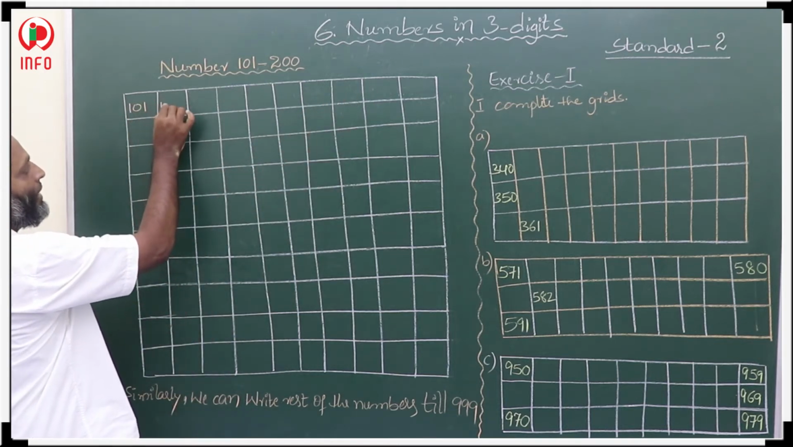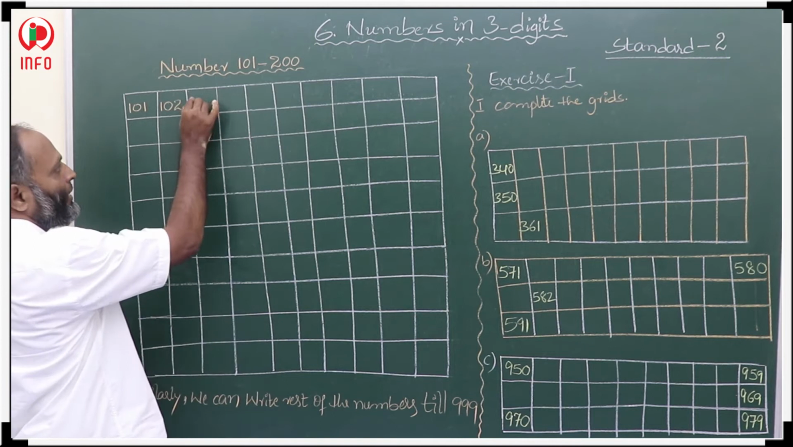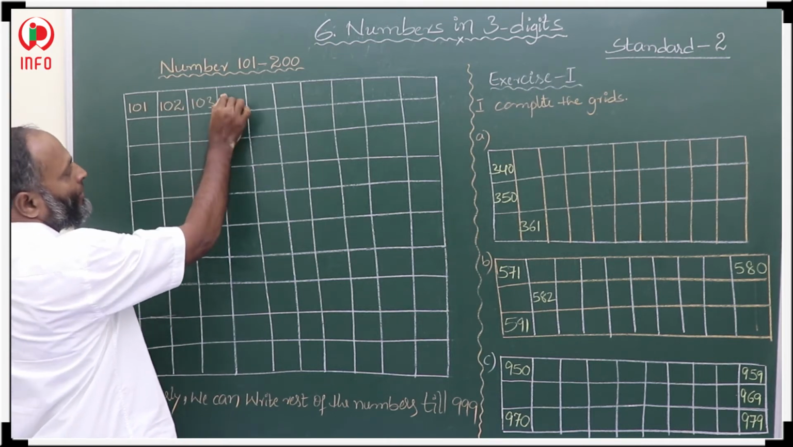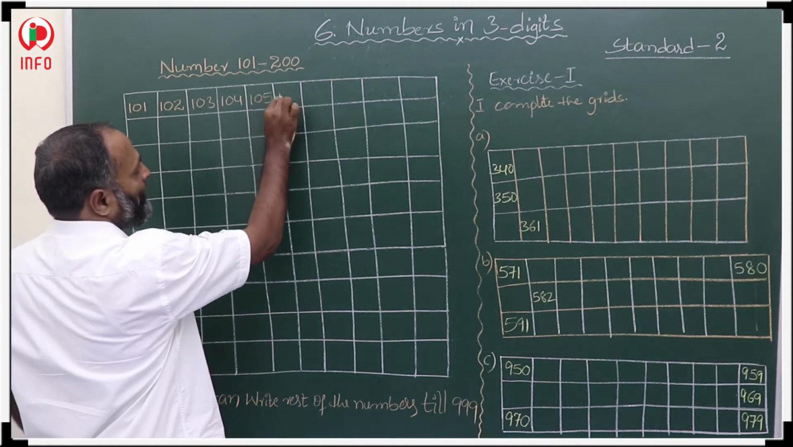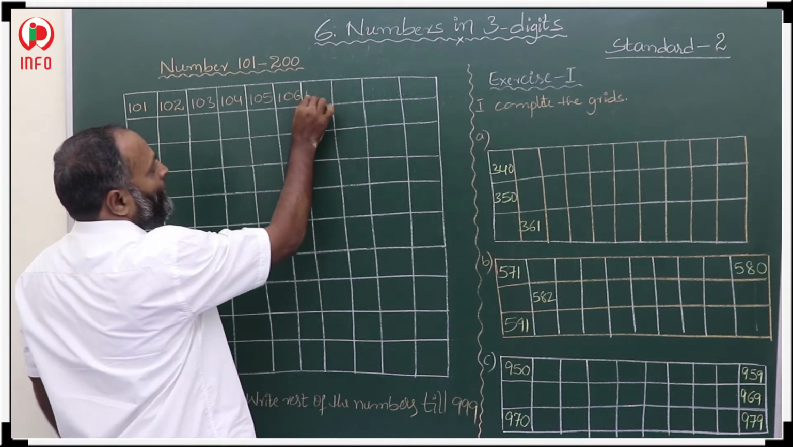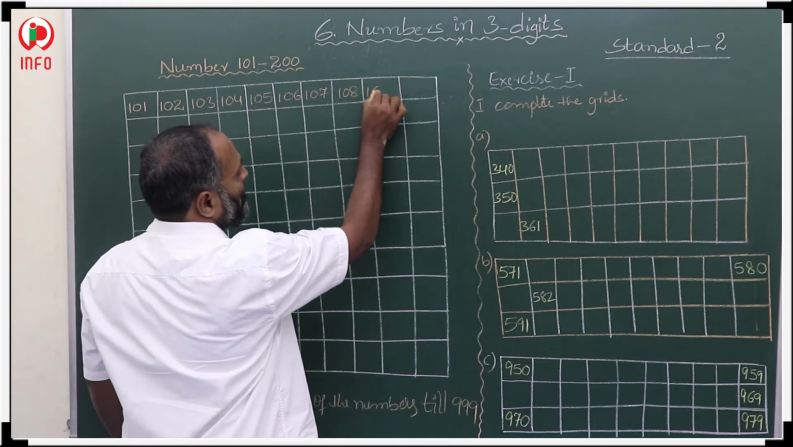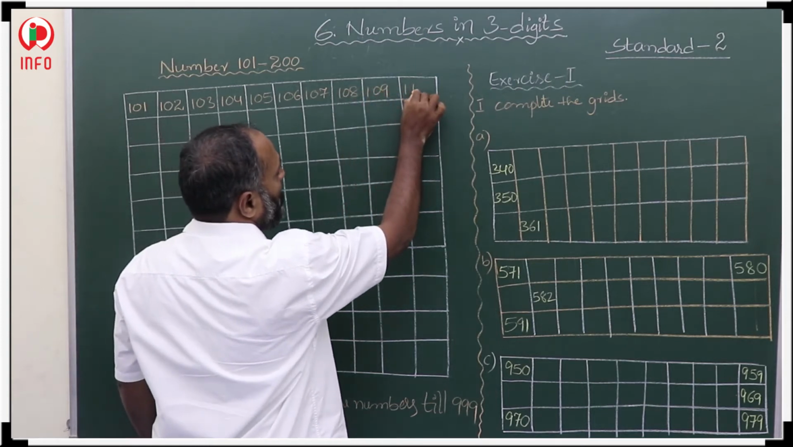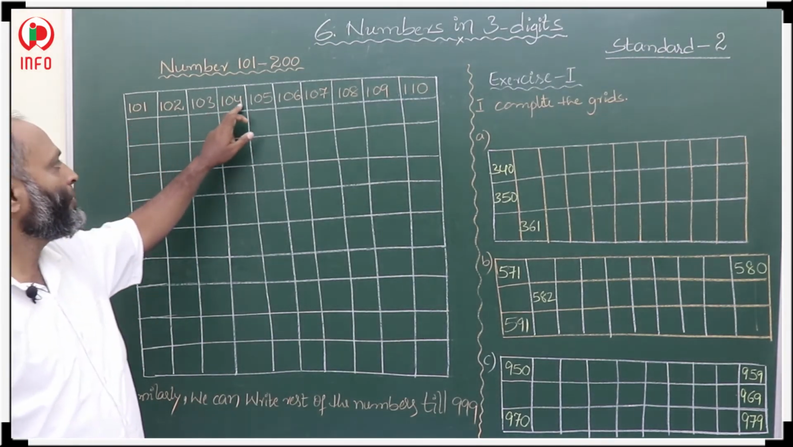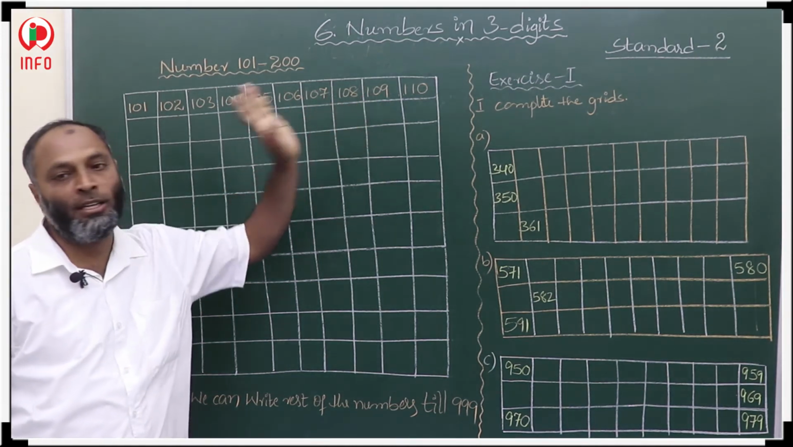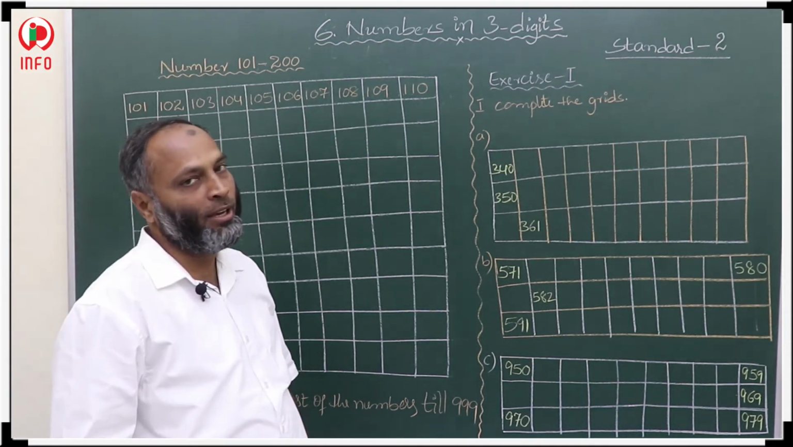Then after that 102. 102 will come. Then after that 103. Then 104. Then 105. Then 106. 107. 108. 109. Then 110. It is very simple. So 1, 2, 3, 4, 5, 6, 7, 8, 9, 10. In this way we have to follow.